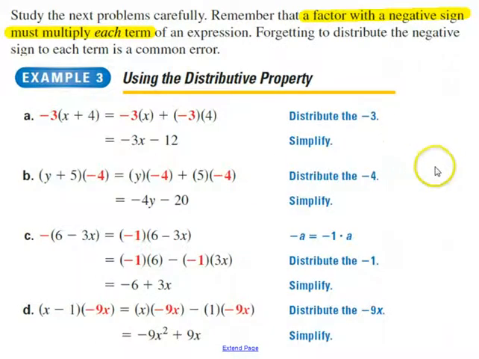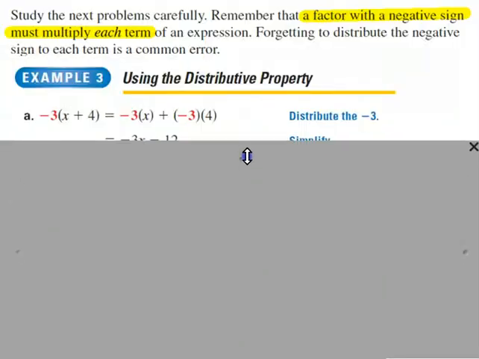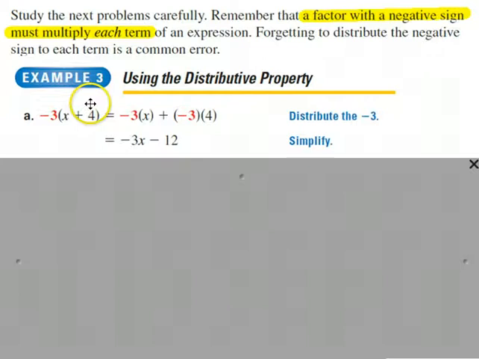Okay, some basic rules about working with the distributive property. If the factor has a negative sign, then that negative sign has to go with or be multiplied against each term inside the parentheses. So this negative 3 goes to the x and it goes to the 4. You know what, this is going to be a little clearer if I don't show everything at once. It goes to the x and it goes to the 4.